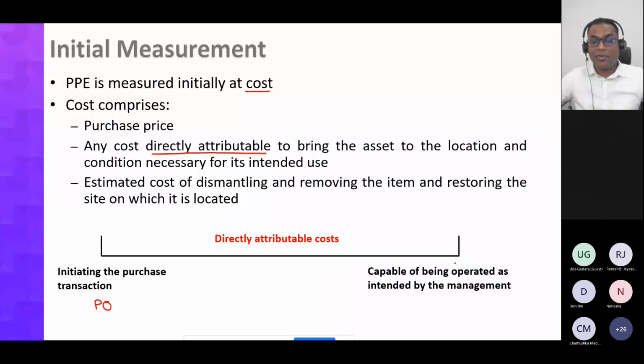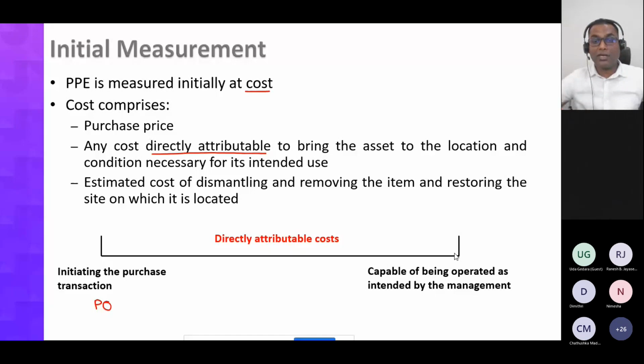Once the asset is capable of being operated as intended by the management. So once the asset is ready, it is capable to operate as planned, as intended by the management, you should stop capitalizing. Because why I say that is sometimes you complete the asset, complete the particular machinery or building or whatever, but you do not actually start it. You wait for another 3 to 4 months.